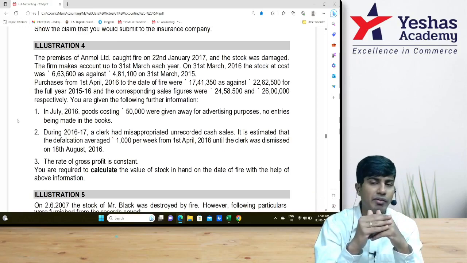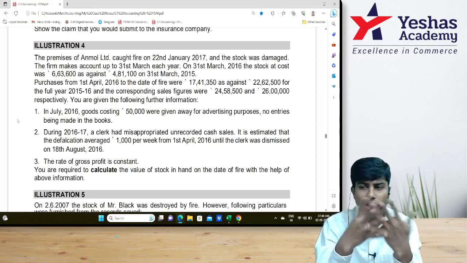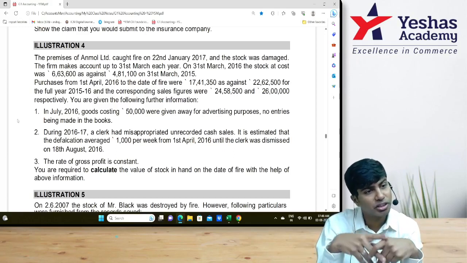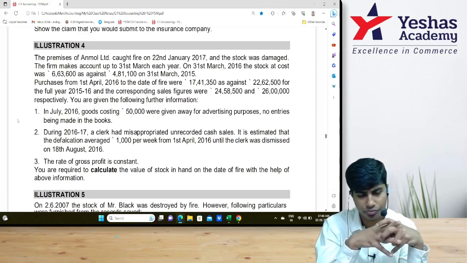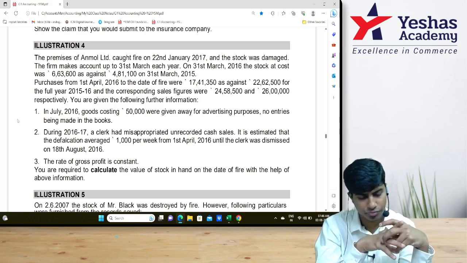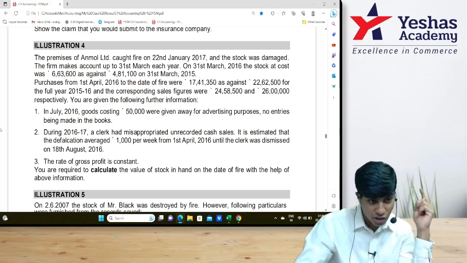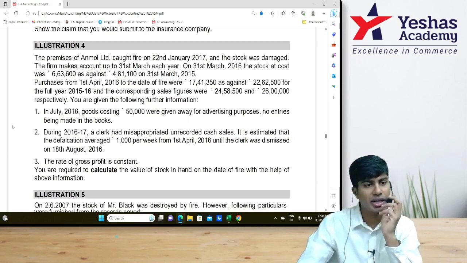So we need to prepare our memorandum trading account till 22nd January, from the beginning of the year. We don't know. Beginning of the year can be 1st of January. Beginning of the year can be 1st of April. We don't know. Continue. The firm makes accounts up to 31st March each year. So from last year 1st of April to this year 22nd January, we need to prepare the memorandum trading account.